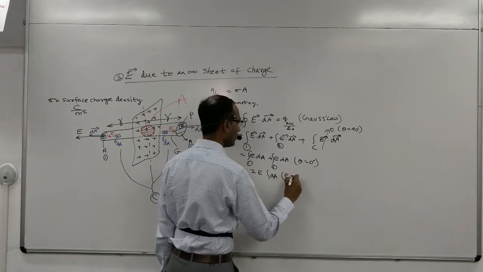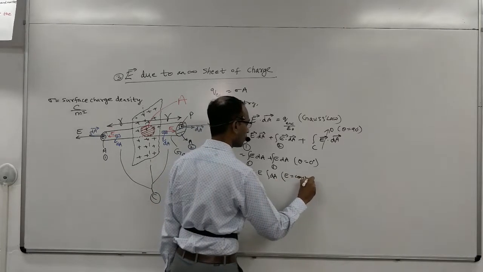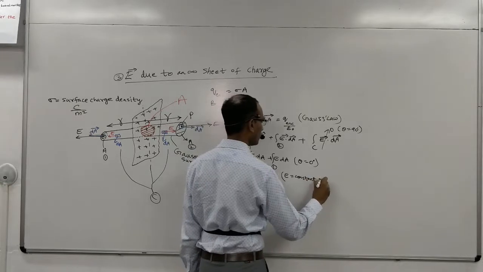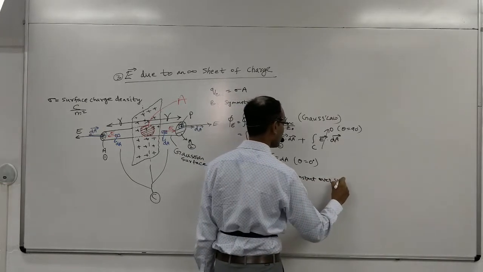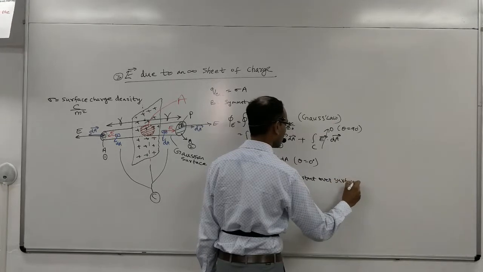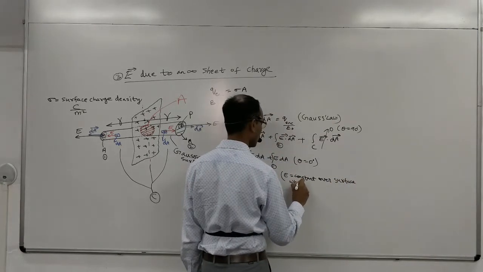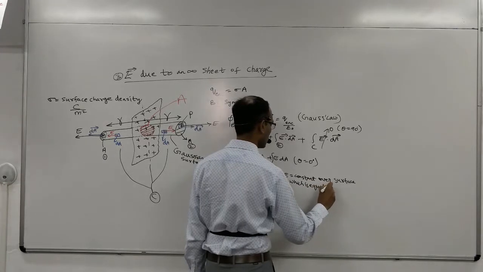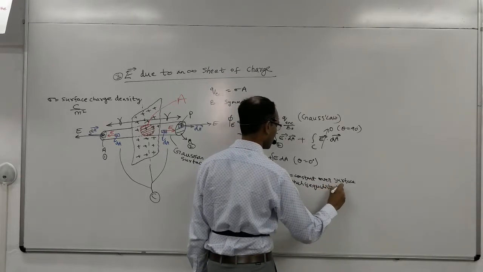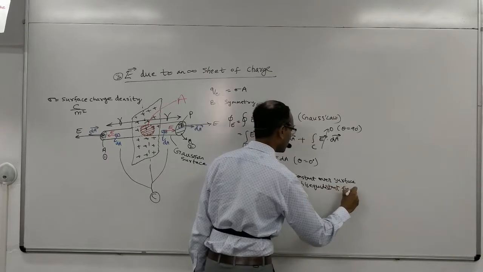We'll say electric field is constant over the surface which is equidistant from the sheet.